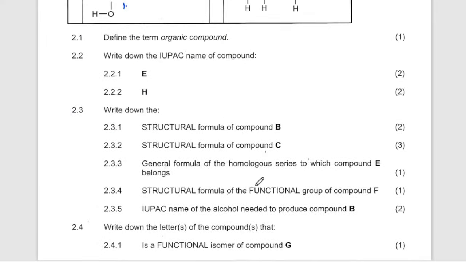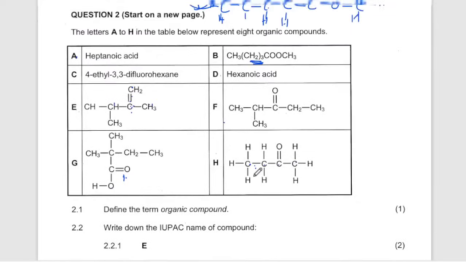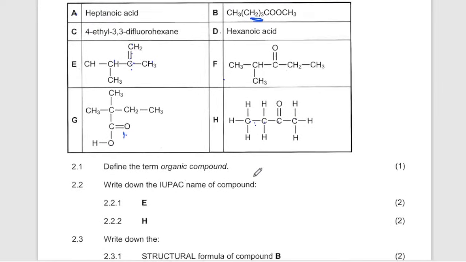Then we go to the structural formula for compound C. Now it is compound C. So here they want the structural formula for compound C. Okay, let's write it. Hexane is 1, 2, 3, 4, 5, 6. Difluoro is 3,3. Let me just count from here: 1, 2, 3. So I have a fluoride here, and I have a fluoride here.